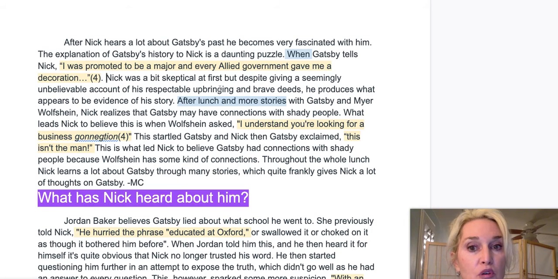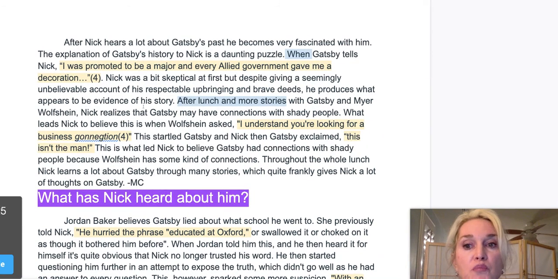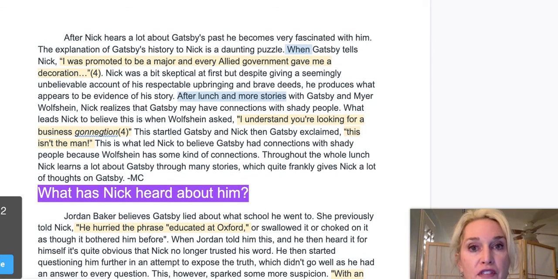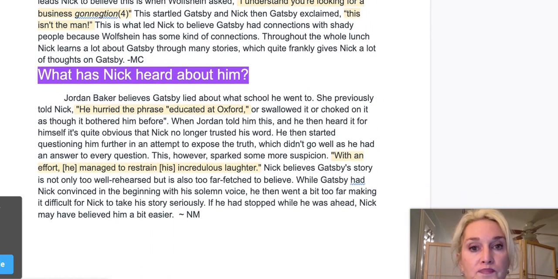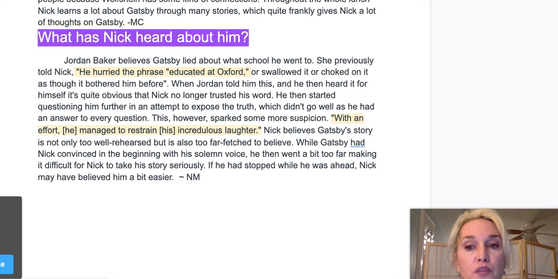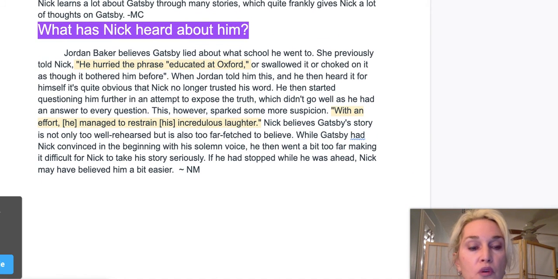Nick was a bit skeptical at first, but despite giving a seemingly unbelievable account of his respectable upbringing and brave deeds, he produces what appears to be evidence of his story. After lunch and more stories with Gatsby and Meyer Wolfshine, Nick realizes that Gatsby may have connections with shady people. Okay, so you can see where all the thinking is left white on these. The text evidence is yellow. Read through, please. Read through the body paragraph.